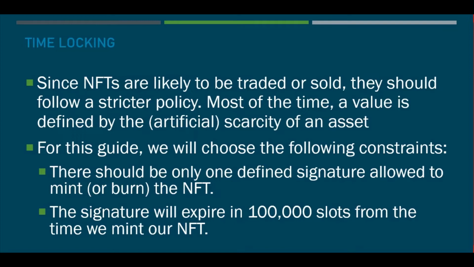Now, since NFTs are likely to be traded or sold, they should follow a stricter policy. And most of the time, the value of an asset or NFT is defined by its scarcity. So for this guide, we will choose the following constraints. There should be only one defined signature allowed to mint or burn our NFT, and the signature will expire after 100,000 slots from the time we mint our NFT.